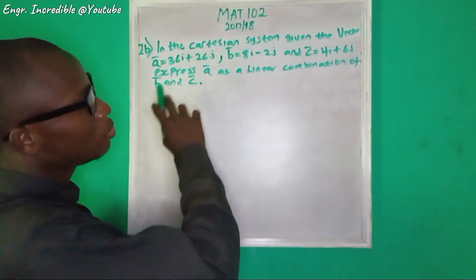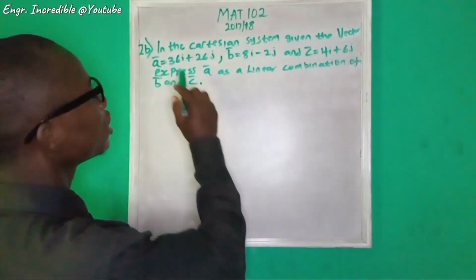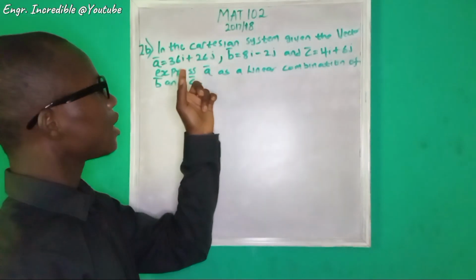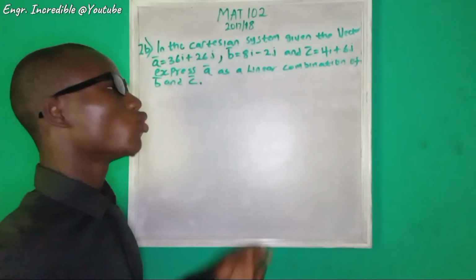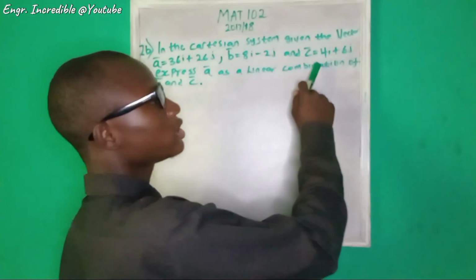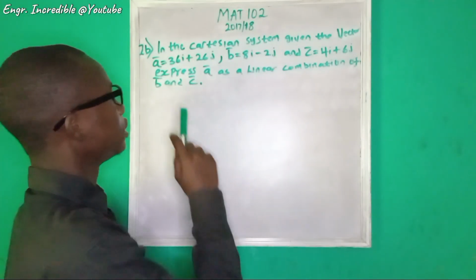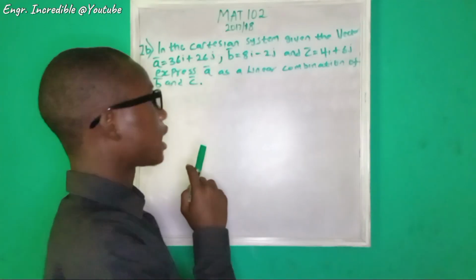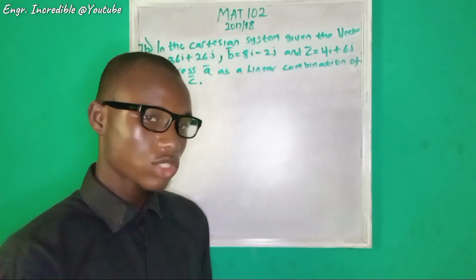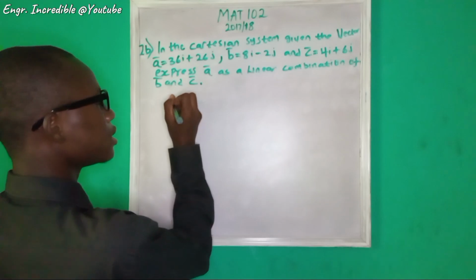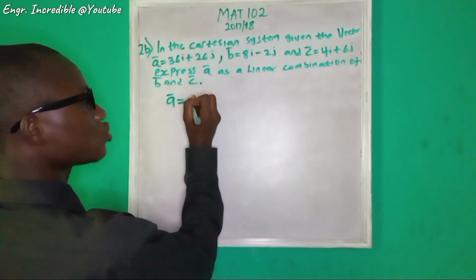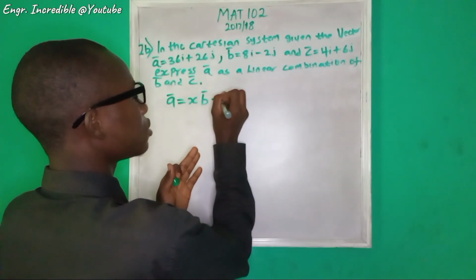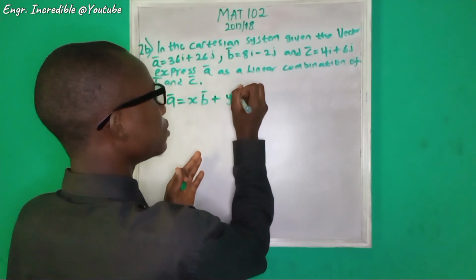So in question 2b of the past question, it says that in the Cartesian system, given the vectors A equals 36i plus 26j, B equals 8i minus 2j, and C equals 4i plus 6j. Express A as a linear combination of B and C. So what they are expecting us to do here is express A as a linear combination of B and C. That means there will be a component multiplied by B, then another component multiplied by C.